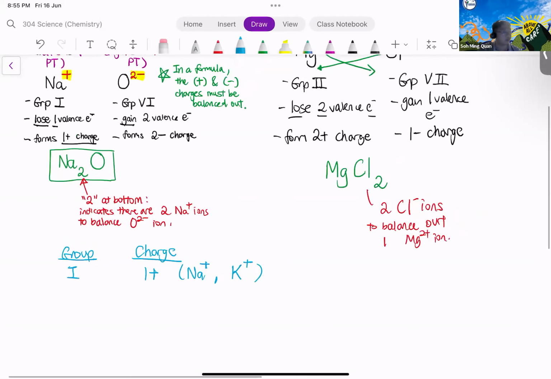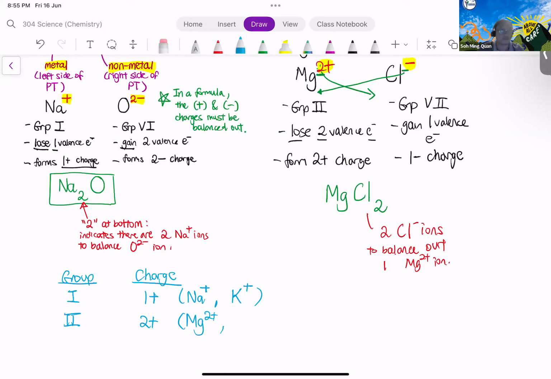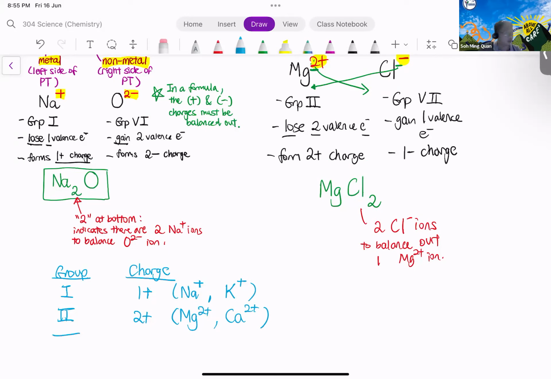Group 2, charge is 2 plus. So just now we saw magnesium, Mg2 plus. What's another group 2 element that is common? Look in group 2, there's magnesium. Below magnesium in group 2 is calcium. Calcium is Ca2 plus. Okay, so group 1, 1 plus. Group 2, 2 plus. Then group 3, based on this pattern, 3 plus. Aluminium is in group number 3, so Al3 plus.